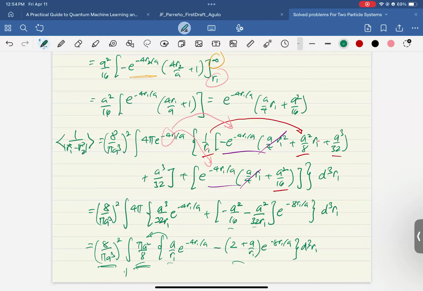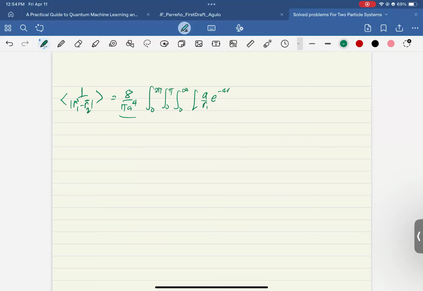Okay, now, ang gagawin natin is, isusulat na natin yung integral na yan in spherical polar coordinates. So, you have 0 to 2 pi, 0 to pi, and then 0 to infinity. Okay, ng a over R1 exponential minus 4 R1 over A minus 2 plus a over R1 exponential minus 8 R1 over A. So R1 squared dr1.